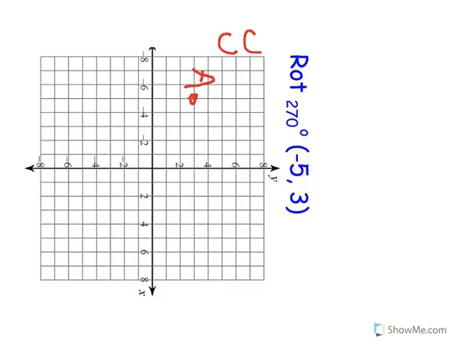So after I turn my graph, I'm going to look at where that point now is falling. So if I was going to write down what the coordinates would be, so now it's my A prime, it's at 3, 5. So that would be the new coordinates. Now I'll rotate my graph back to the original direction.